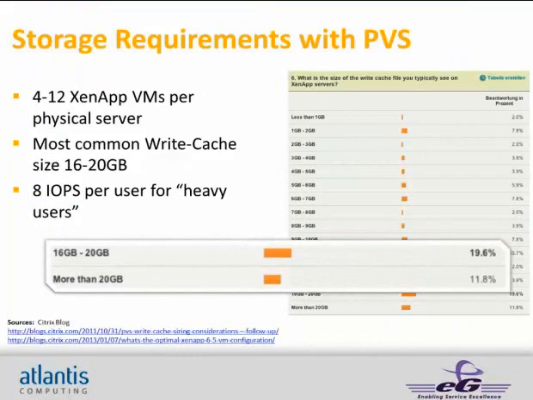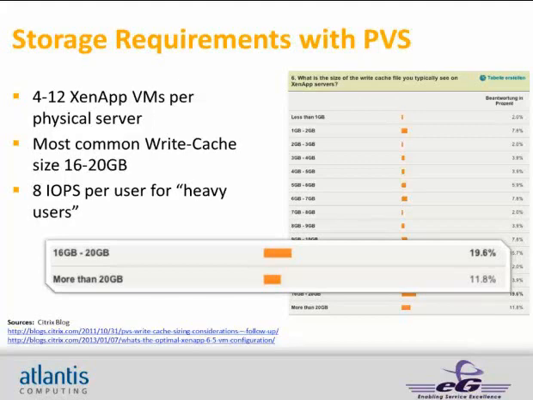So let's talk a little bit about what the storage requirements actually end up being when you're using PVS for deployment in a virtualization environment, and what the impact of using our Atlantis IO software with that could be. When you're deploying with PVS, you're typically sizing for about 8 IOPS per user. And I would suggest this is a safe number because, if you size for the average user, you're usually going to be under during the peak activity periods that are generated in your XenApp environment.